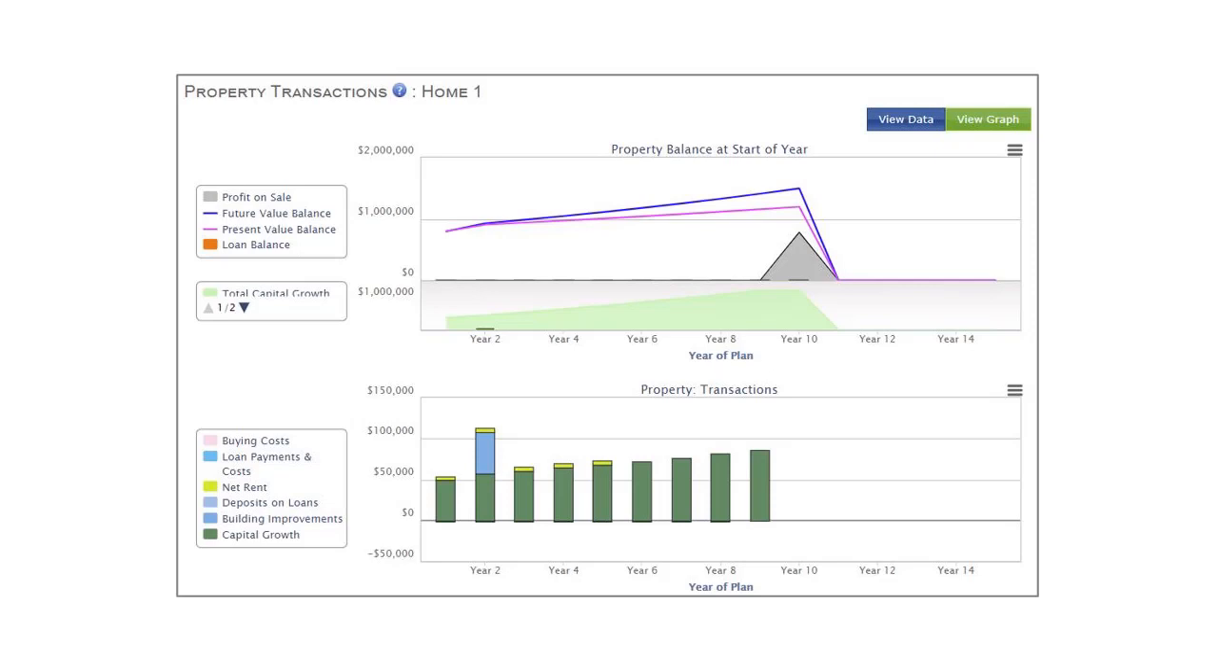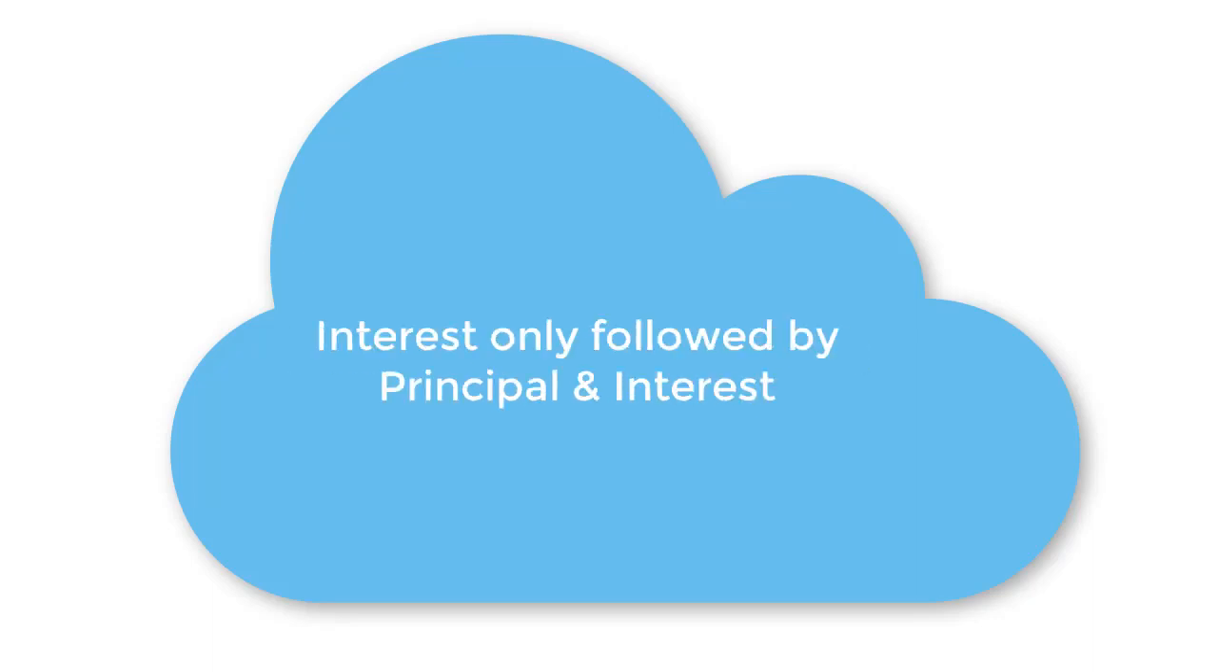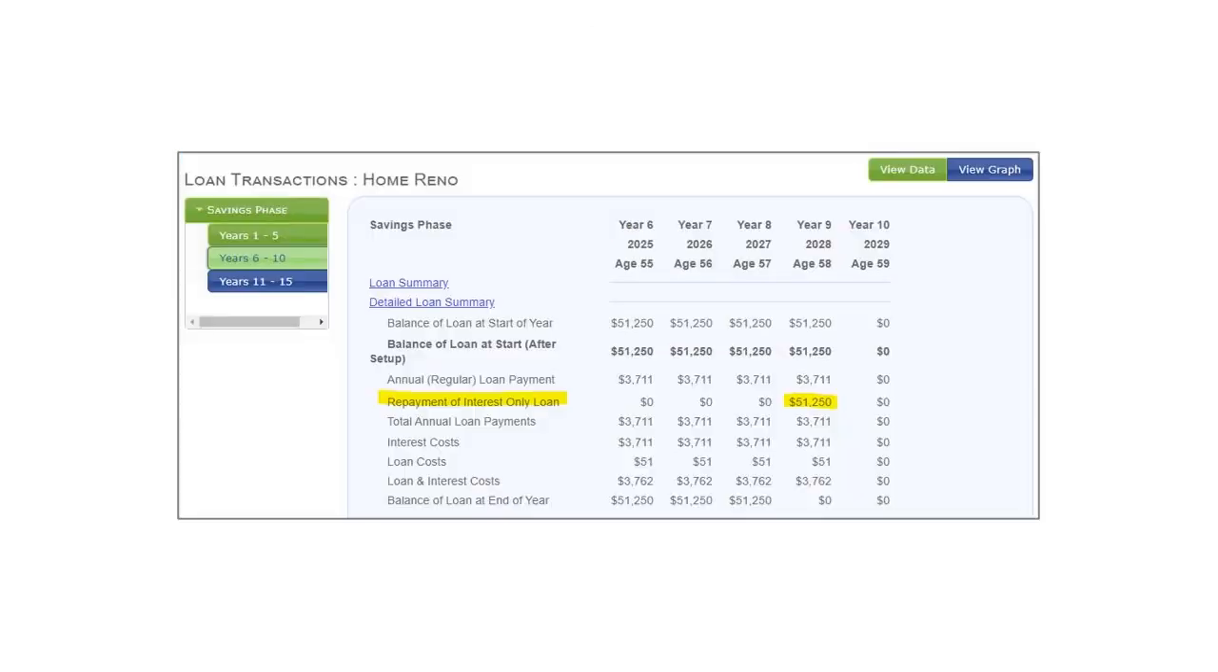In Financial Mappers, there are 4 loan types which may be used: interest only, principal and interest only, followed by principal and interest with options, which include introductory interest rates, a redraw facility, which is like an offset account, and loan refinancing. With an interest-only loan, only the interest charge is paid each year. The capital is repaid in full at the end of the loan period. No additional payments can be made for an interest-only loan.